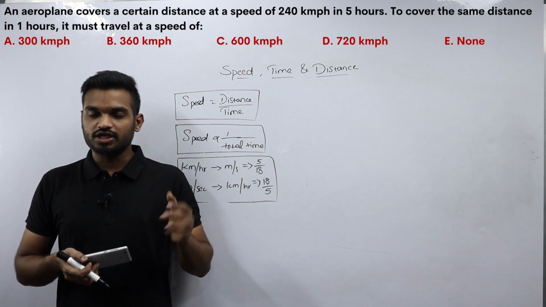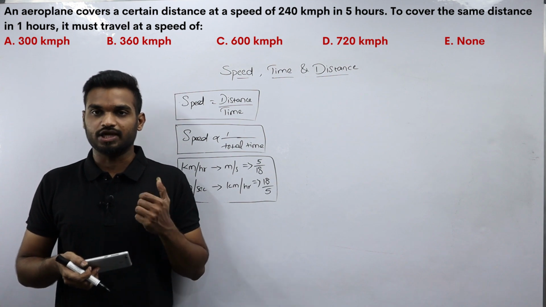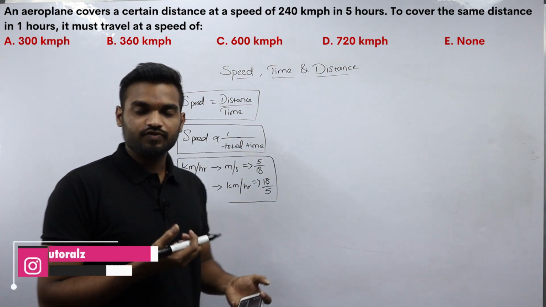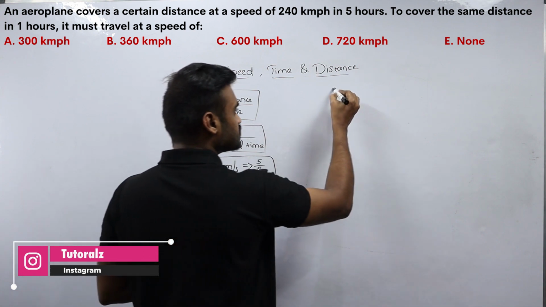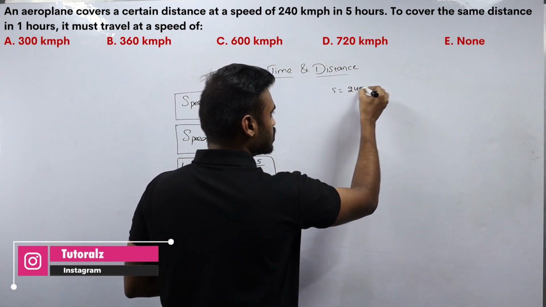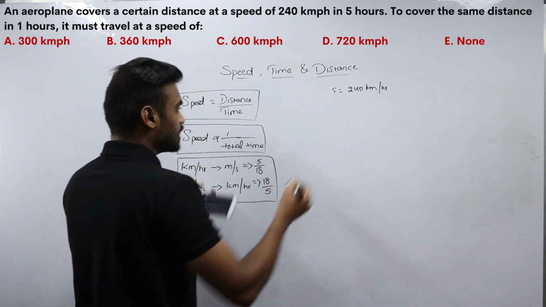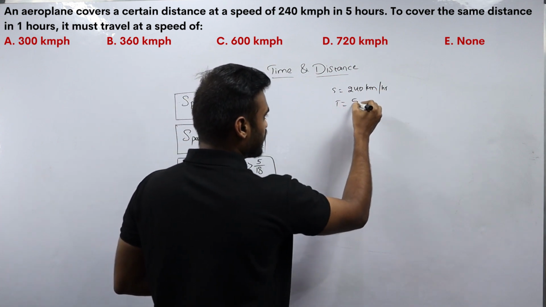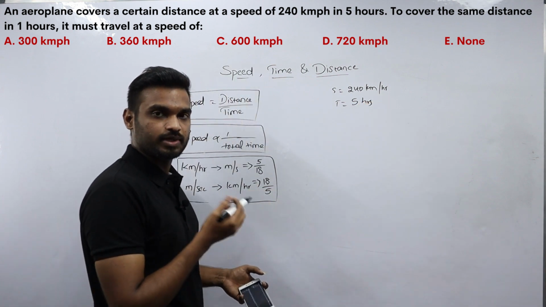Okay, so we need to find out at what speed the aeroplane needs to travel to cover the same distance in 2 by 3 hours. First of all, we need to find the distance to be traveled. The speed is 240 km per hour, and the total time taken by the aeroplane is 5 hours.